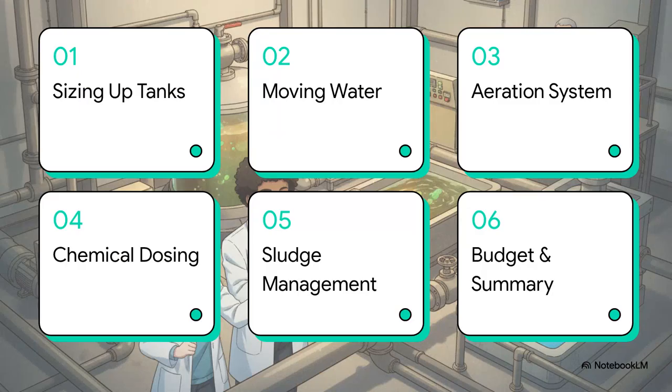Here's our blueprint for the breakdown. We'll size up the plant, talk about moving and measuring the water, dive into the aeration system and chemical dosing, handle the sludge, and then finally, put it all together with the budget.